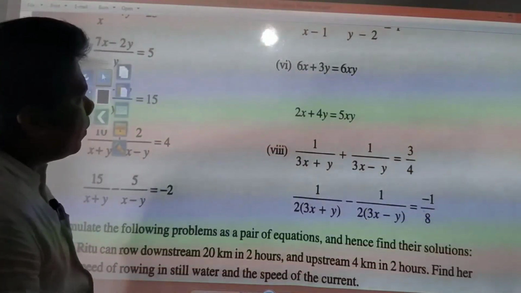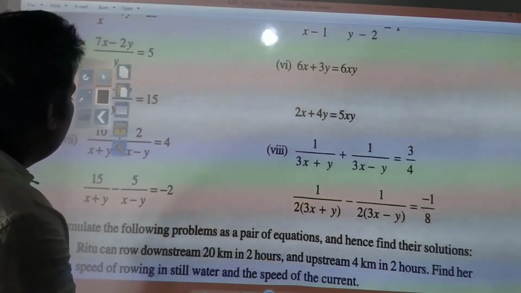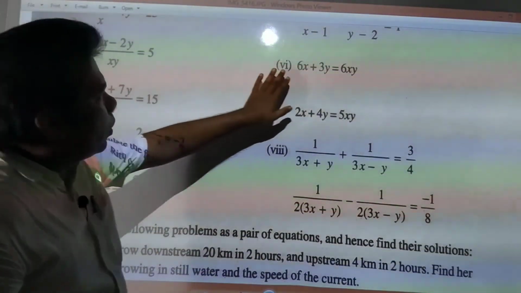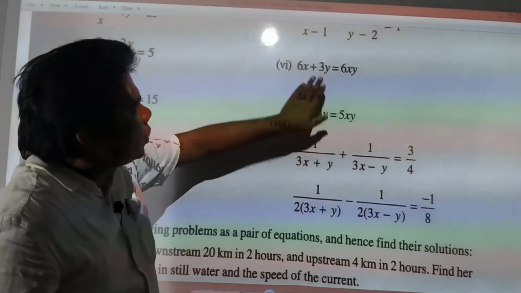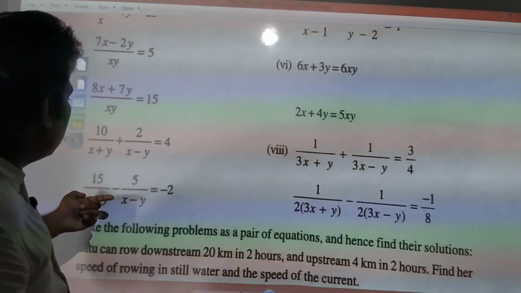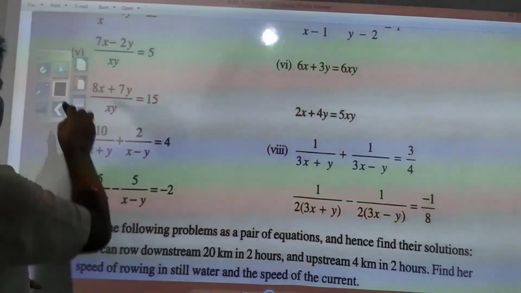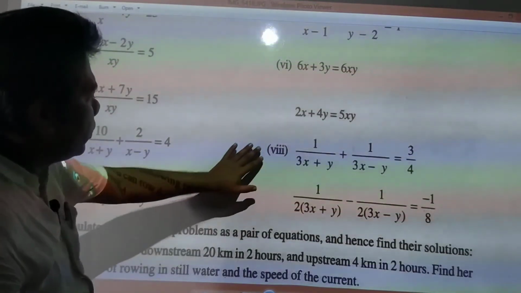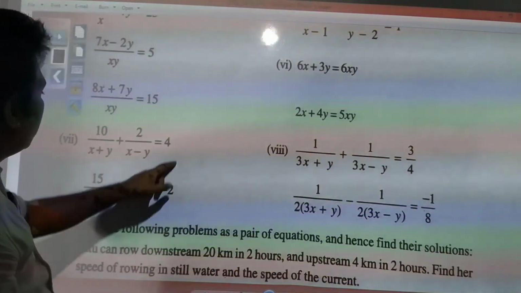Next we will see this. I hope this is a similar question and you will be able to solve it. Directly you solve, I think you will be able to do. Next we will be having two questions we have left, that is 7 and 8. So it will be better I solve this question so that you will be able to understand this easily.